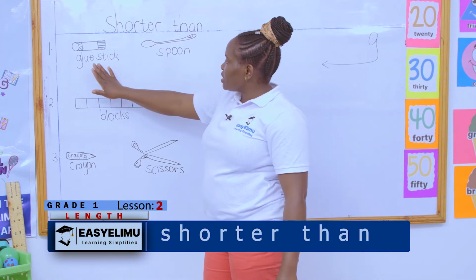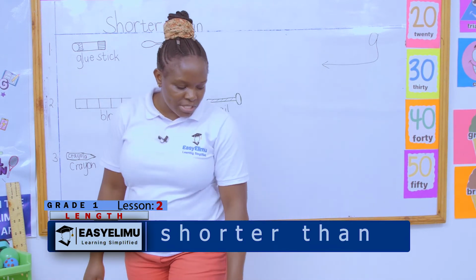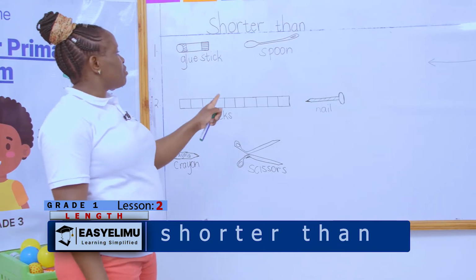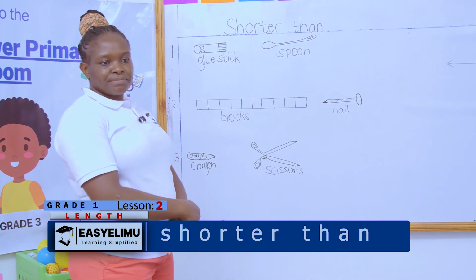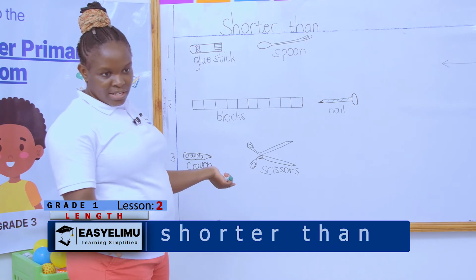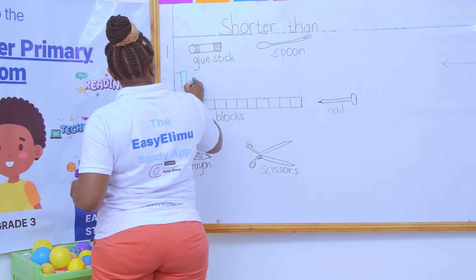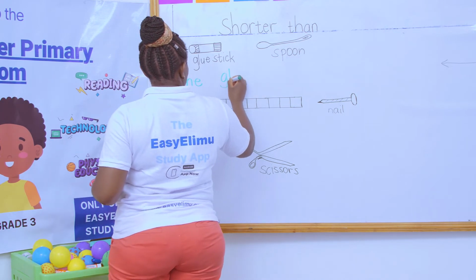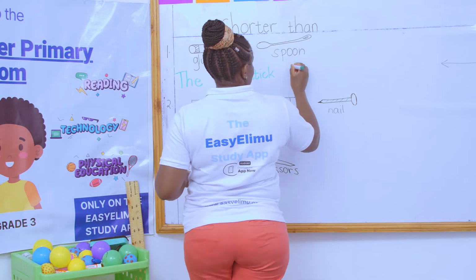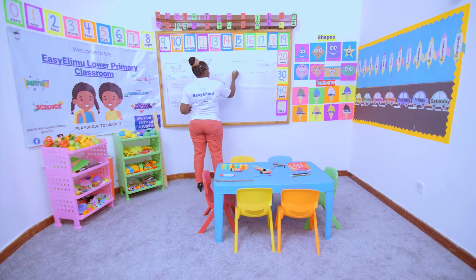We have the glue stick and the spoon. I need someone to give me a sentence using the two pictures. What can you see on the board? We can say the spoon is shorter than the glue stick. No. What have you seen? Teacher, I have seen the glue stick. The glue stick is shorter than the spoon.